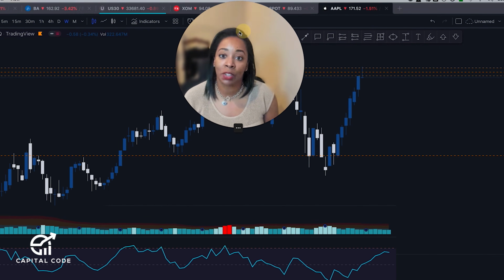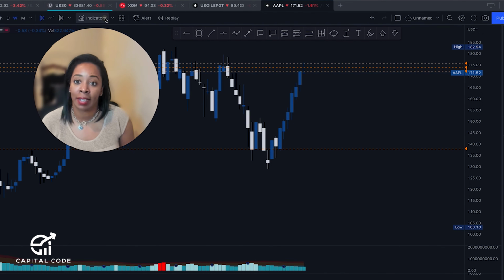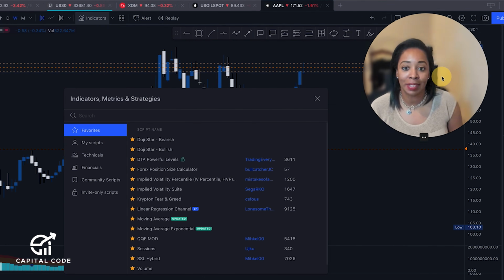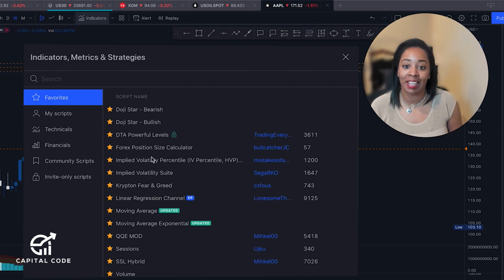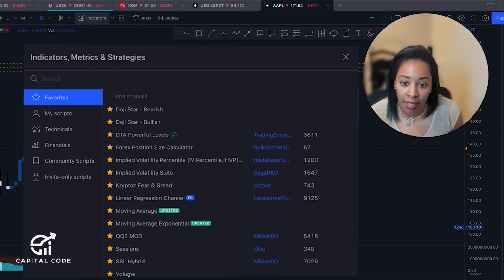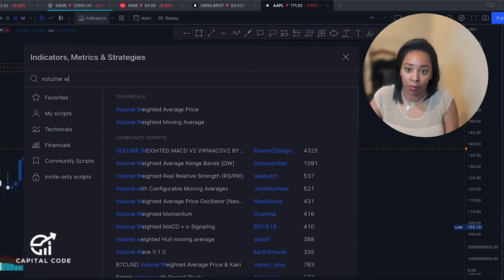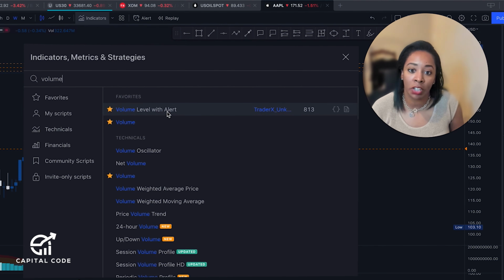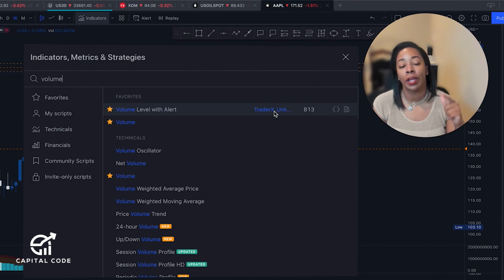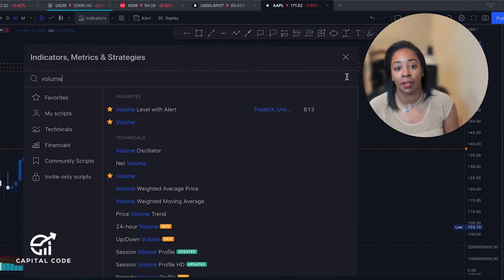And let's go over to my indicators. Move myself out of the way. I have some favorites here, but basically I believe it's this one. Actually, let me search for it. Okay, here it is, volume level with alert from Trader X. So this is the one that you want to be looking for when you are looking for this indicator.